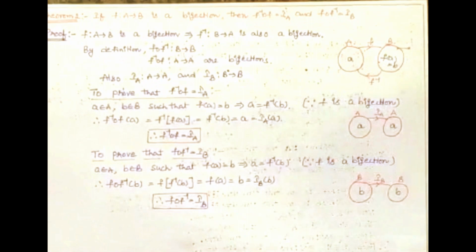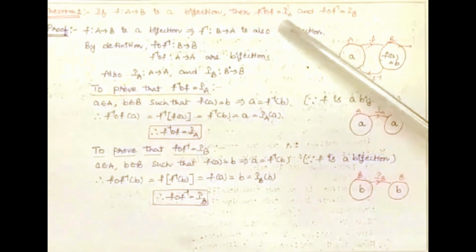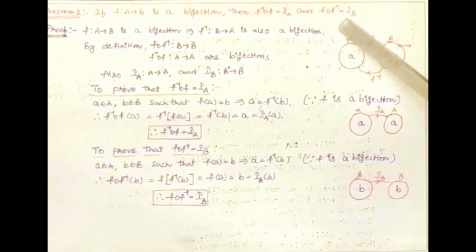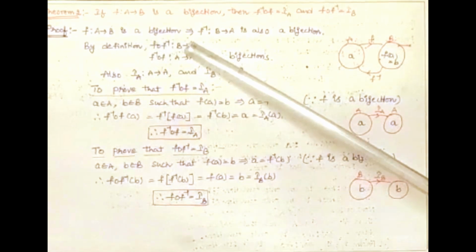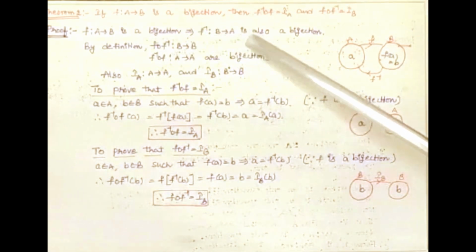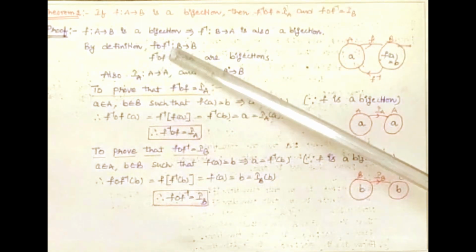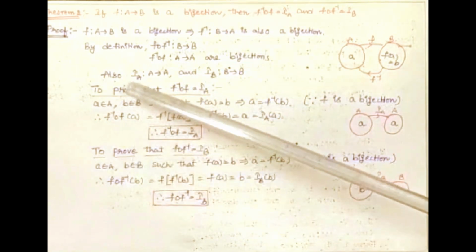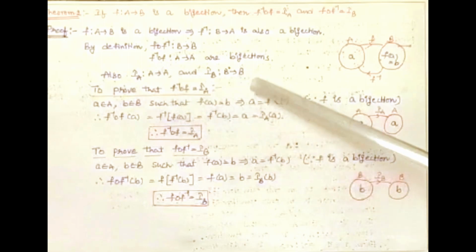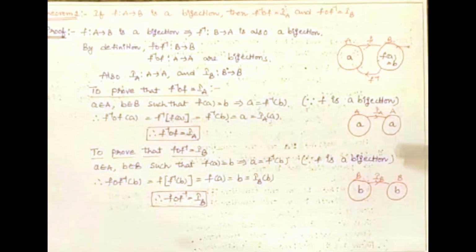Next I am going to discuss another theorem. If f: A to B is a bijection, then f inverse ∘ f is equal to I_A and f ∘ f inverse is equal to I_B. f: A to B is a bijection, so its inverse function f inverse: B to A is also a bijection. By the definition, f∘f inverse: B to B and f inverse ∘ f: A to A are also bijections. Now we know I_A: A to A is an identity function, and I_B: B to B is also an identity function. So from these three figures you can understand the topic.